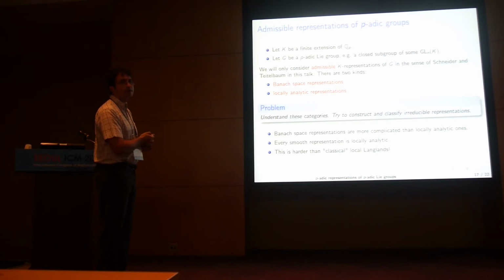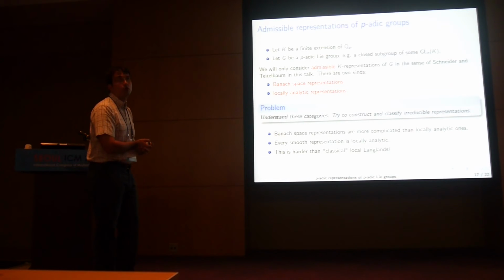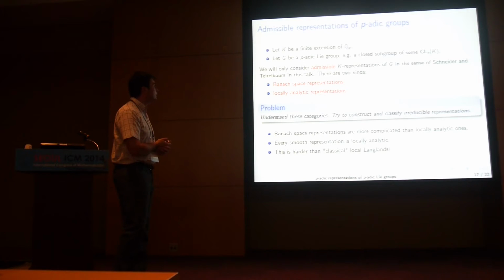So this is some kind of finiteness condition on categories of representations. And there are two kinds. First of all, you have Banach space representations, and then you have local analytic ones. This category is strictly bigger than this one. And in the theory of p-adic representations of p-adic Lie groups, you try to sort of understand these categories. So you might try to understand, classifying the irreducible representations.